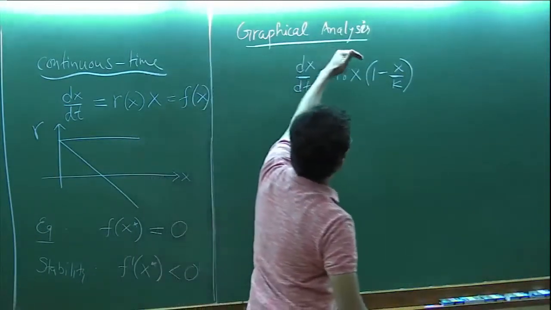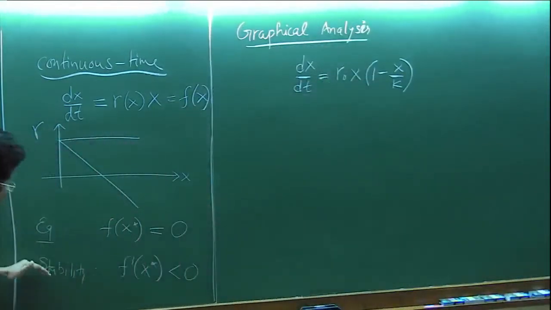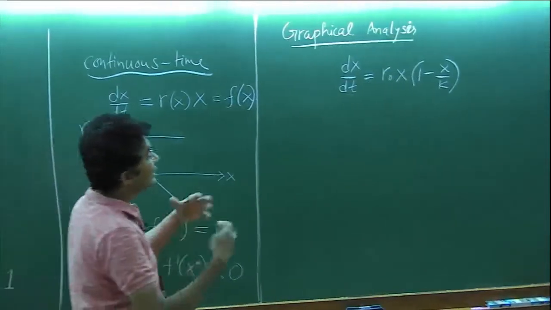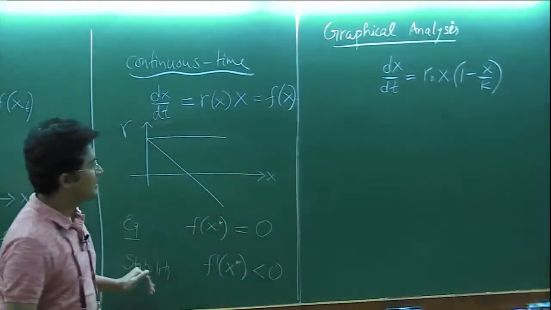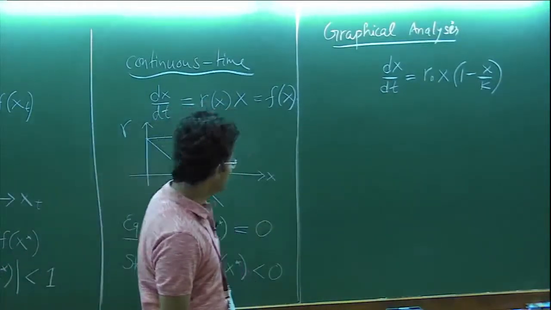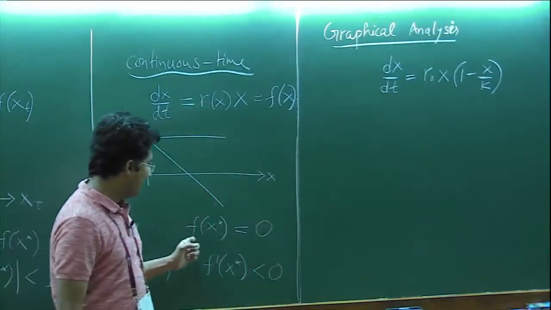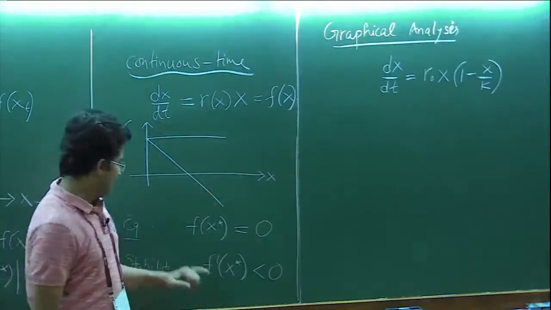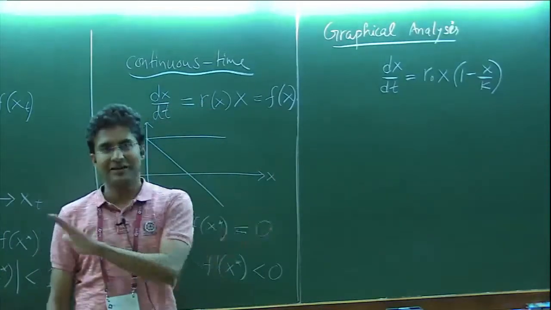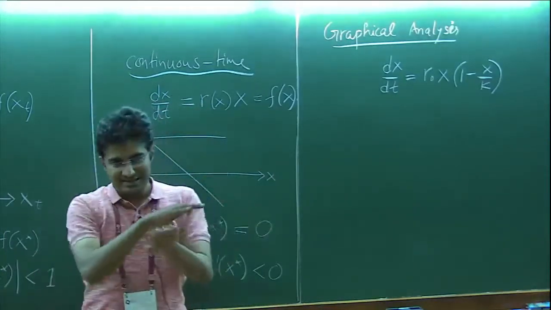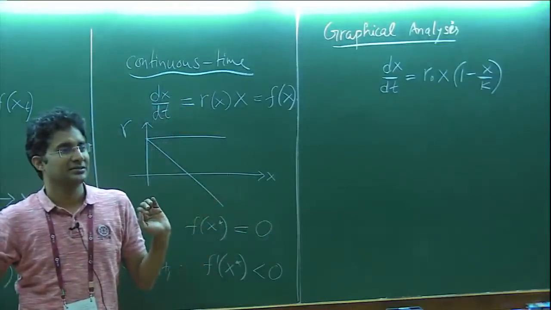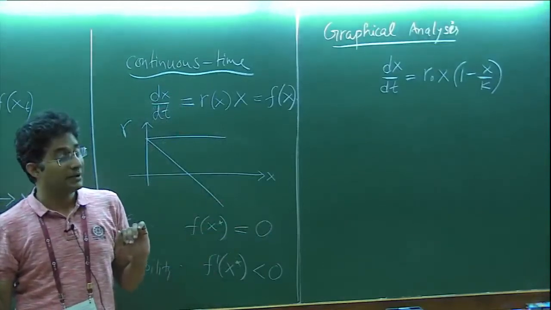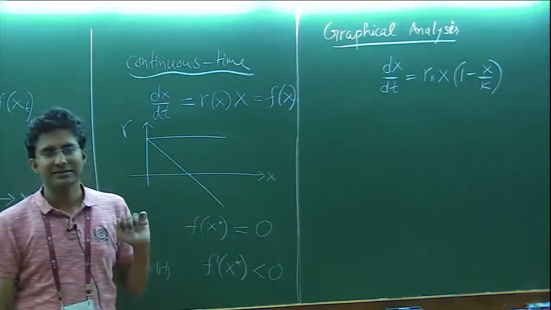So the idea of graphical analysis is, can we implement these two conditions without actually solving any equations per se? Can we intuitively understand equilibrium and stability from graphs? The idea is that the equilibrium solutions are given by f of x equal to 0. So what does that mean? If I plot the function f as a function of x, all the points where it touches the y equal to 0 axis, or the x axis basically, will be equilibrium solutions. Is that right?